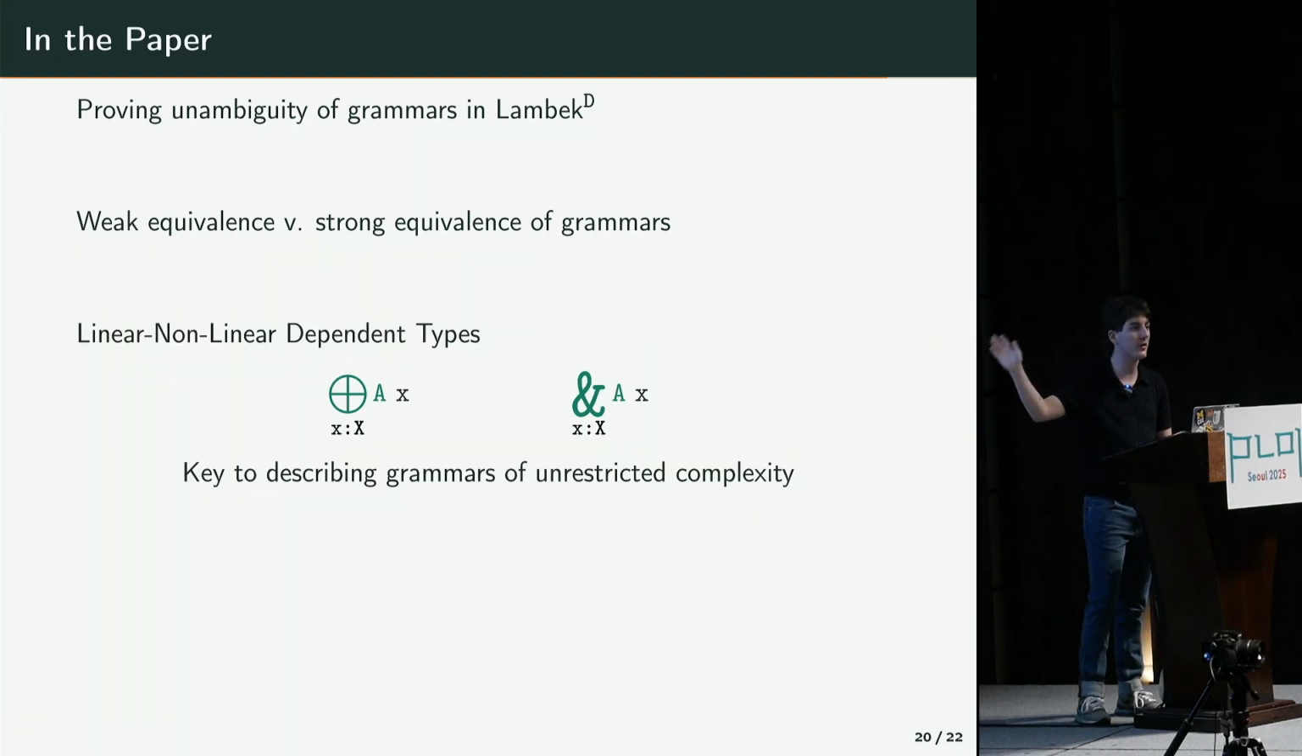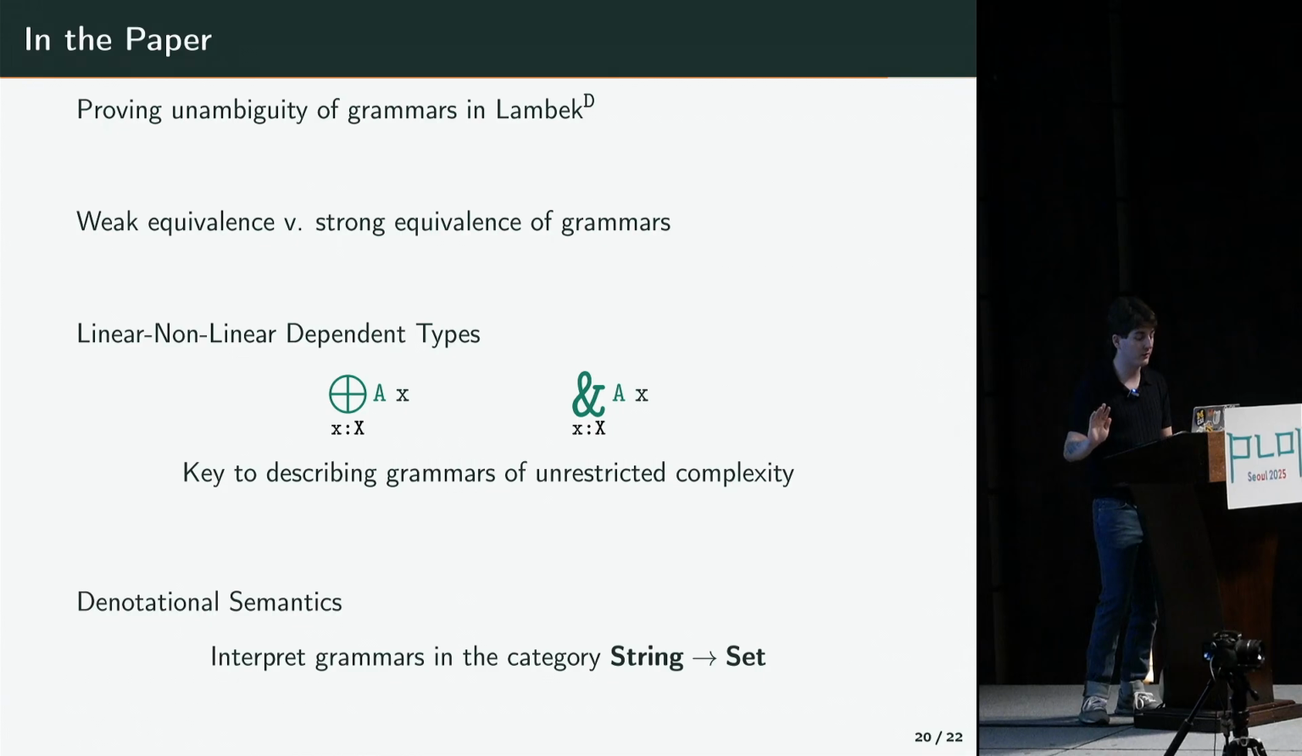I've elided much of our usage of the dependent part of Dependent Lambek Calculus here. So we use linear, nonlinear dependent types as a sort of indexed conjunction and an indexed disjunction that I implicitly used when I said we have a type of traces indexed by a Boolean and a natural number. And these are key to describing grammars of unrestricted complexity. And lastly, I've elided much of the denotational semantics of LambekD, which interprets grammars in the category of functions from strings to sets. And this is the basis for our Agda implementation, so you can check the paper or the artifact if you want to know more about that.